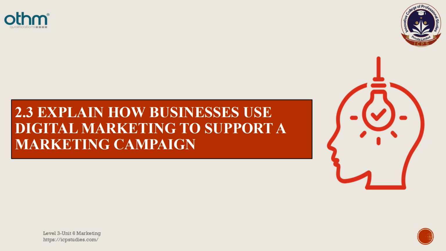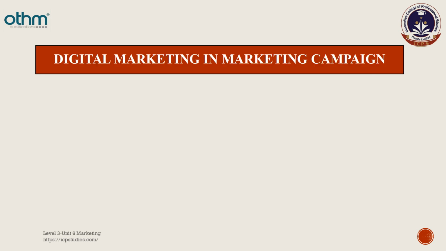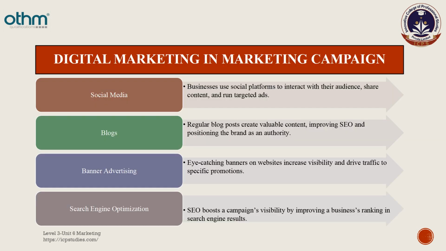Now we have the third assessment criteria, in which we explain how businesses use digital marketing to support a marketing campaign. So here is the digital marketing and the different marketing campaigns of the company. The first digital marketing campaign is about social media. Businesses use different social media platforms to interact with their audience. They share different content and also run targeted ads to grab the customers.